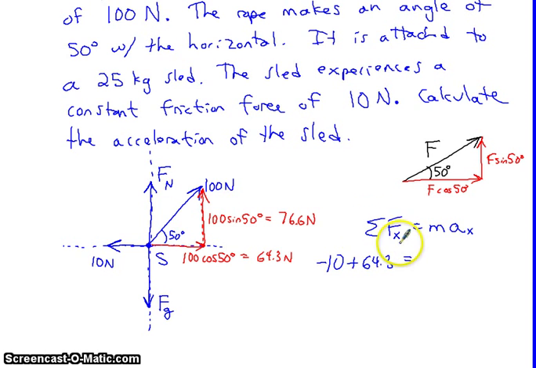I've just followed those directions. I've added up the forces in the x direction. That equals the mass, which was given in the problem as 25, times the acceleration in the x direction. And now it's just a simple algebra problem. 64.3 minus 10 is 54.3, and I'm going to divide that by 25, and I'm going to get the answer to our question, which is 2.172 meters per second squared. And that's it. That's how you do a problem like that.